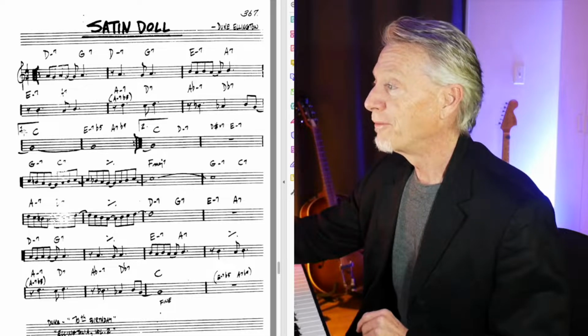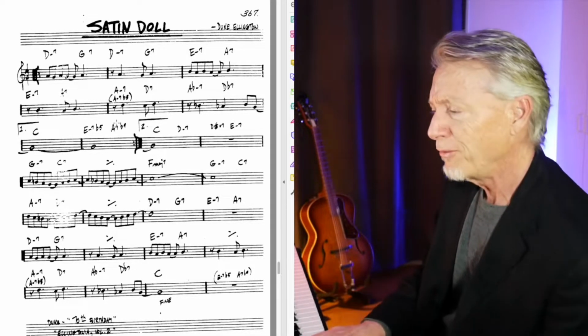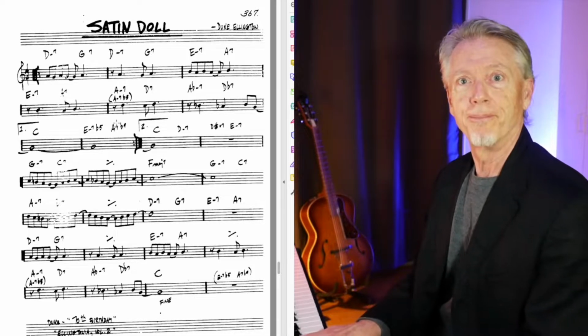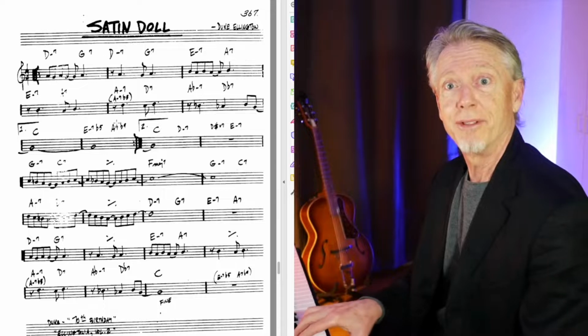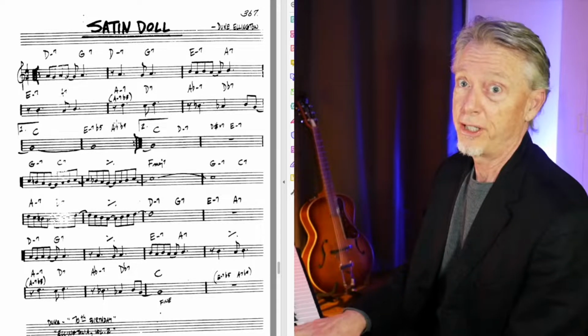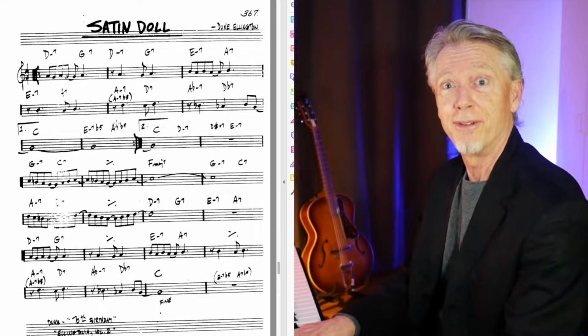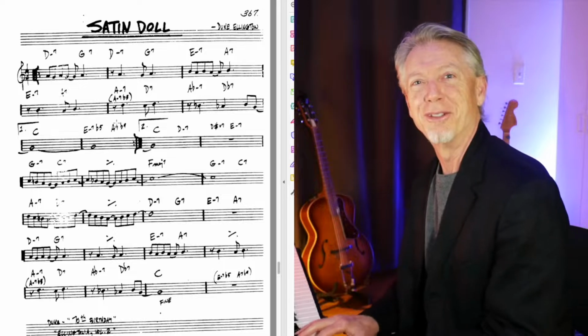At the end of the first ending, it turns around again. 2-5, G, 2-5, A7, 2-5 in the key of G, 2-5 in the key of G flat, and finally resolves to C.